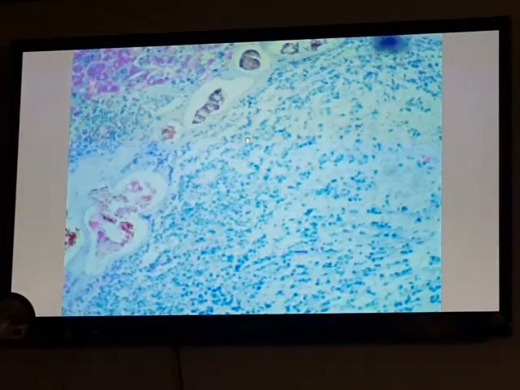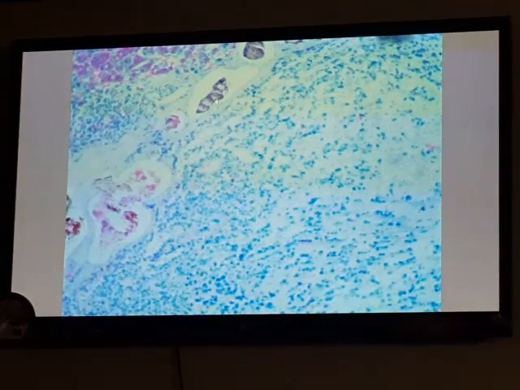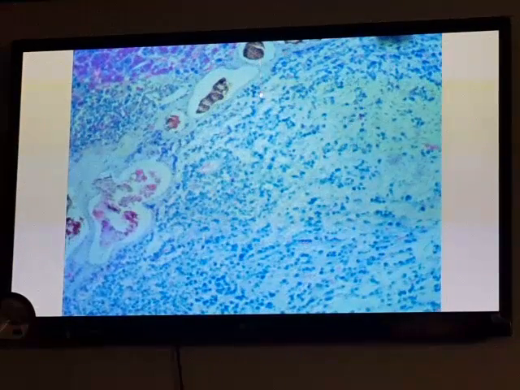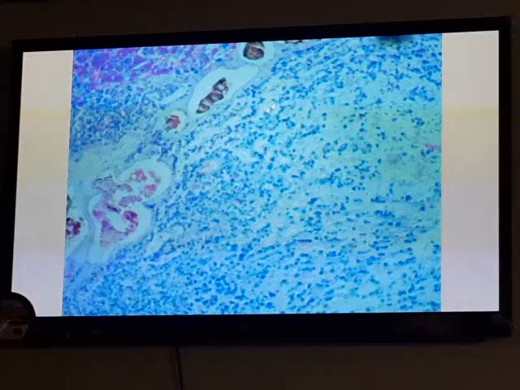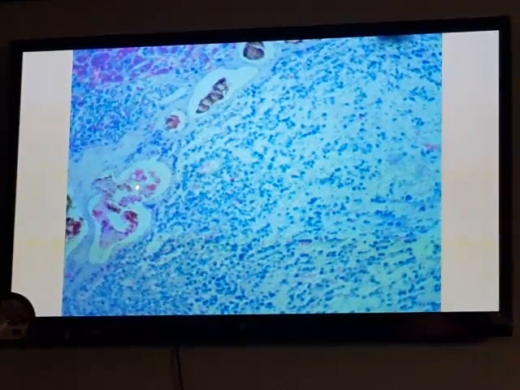The second part of the adenohypophysis is the pars intermedia. The cells are arranged in cords or follicles. These cells are slightly basophilic, arranged in cords or follicles. This slide is stained with H&E stain.